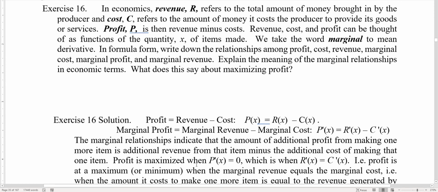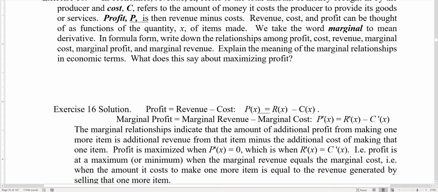And profit is maximized when the derivative is 0, P prime is 0, which is when R prime equals C prime. In other words, the profit is at a maximum, or could also be at a minimum, when the marginal revenue equals the marginal cost. That is, when the amount it costs to make one more item is equal to the revenue generated by selling that one more item.